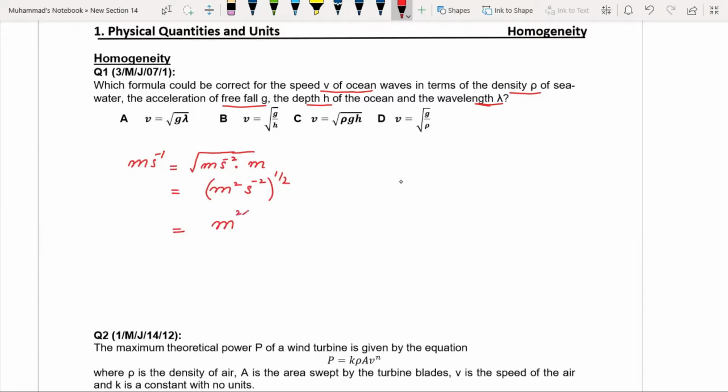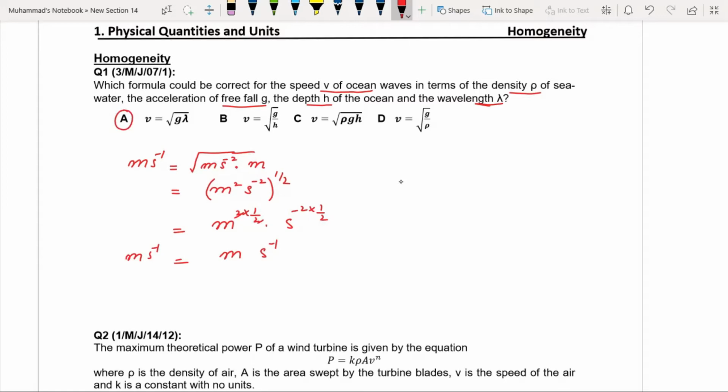and that is m to the power 2 times 1 by 2, times s to the power minus 2 times 1 by 2. So m s minus 1. So on both sides, the units are the same. So this equation is homogeneous, and this can be used for speed. And there is no need to check other options.